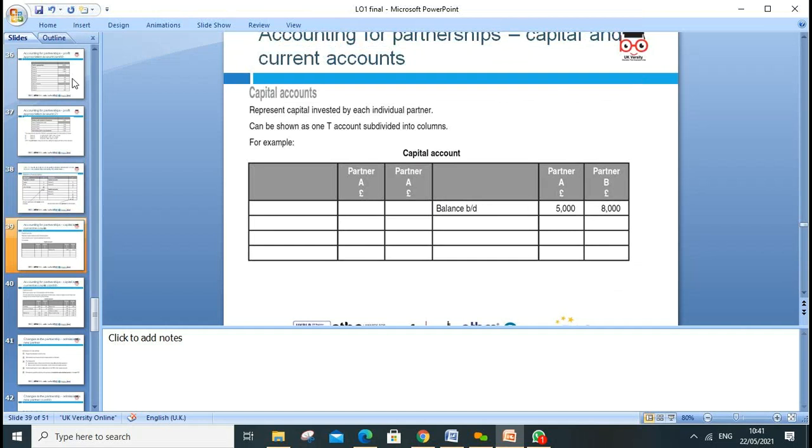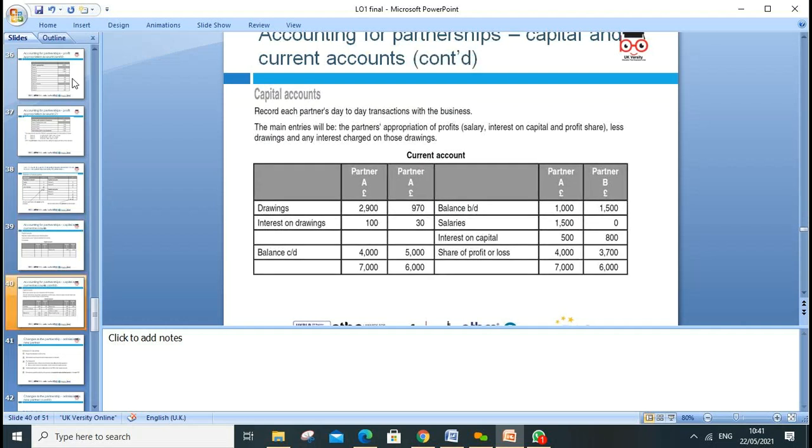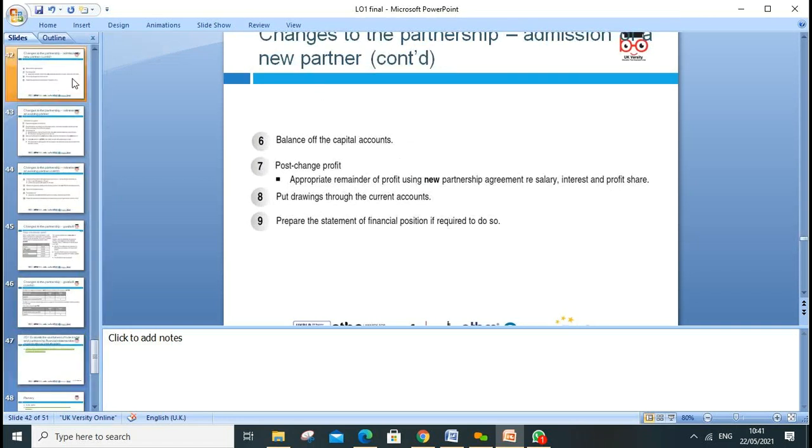Okay, so capital accounts we can make for partners. We can show separate partner A, partner B, partner C, but for a sole trader it will be one. In the current account we can show the salary, the income for individuals, but if they make drawings, this will reduce their current account balance. Interest on drawings is income for the business, but an expense for individuals. And then they have a balance. Whatever balance they have will carry on. It can be overdrawn, it can be positive.